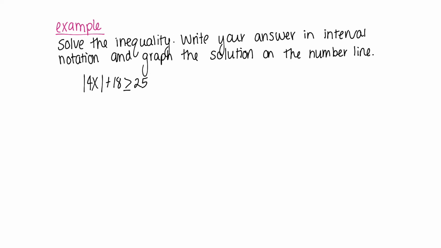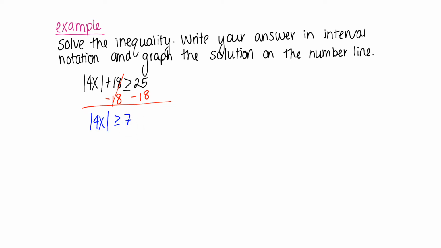We have this guy. The absolute value of 4x plus 18 is greater than or equal to 25. We want to get this guy by himself, so we'll start with getting rid of the 18. So the absolute value of 4x is greater than or equal to 7. Right? And we have the absolute value by itself, positive number over here. This is not going to turn out to be a nice number, but that's okay.